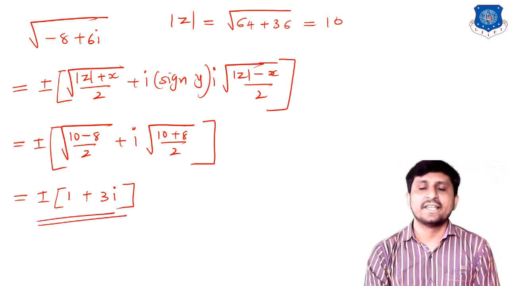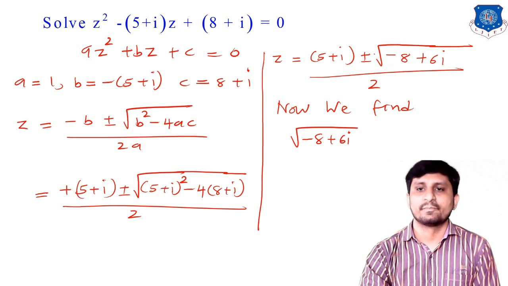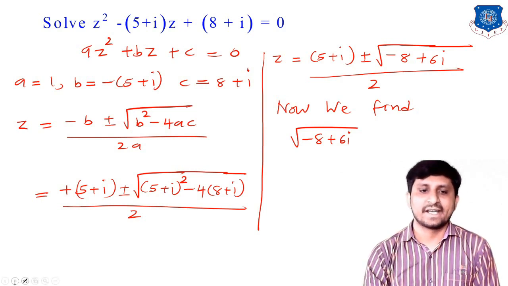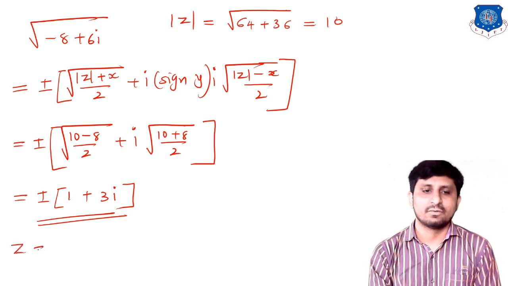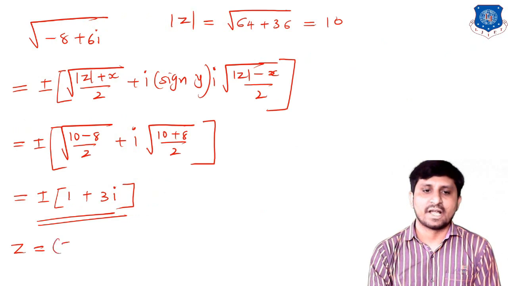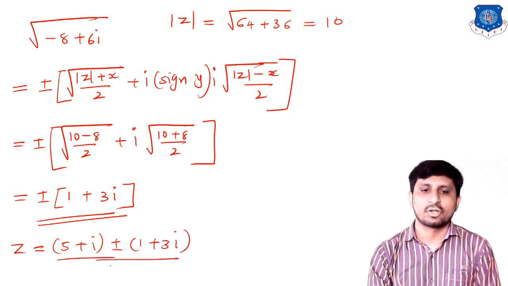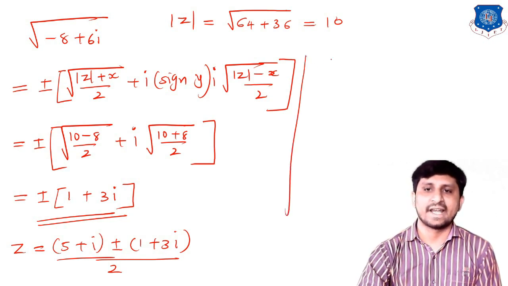Now put this value in our previous equation. So what is the value of z? Z is equal to 5 plus i plus or minus 1 plus 3i, and divided by 2 is already there, so divided by 2. So now you can see what the value of z is.